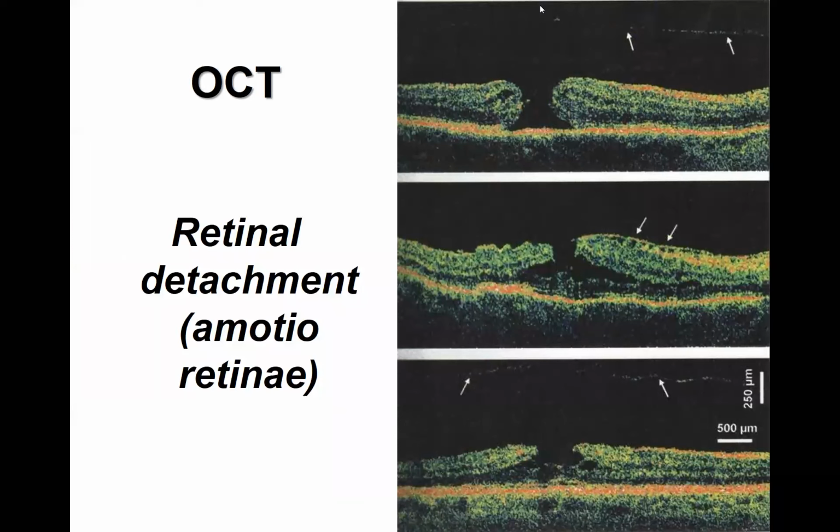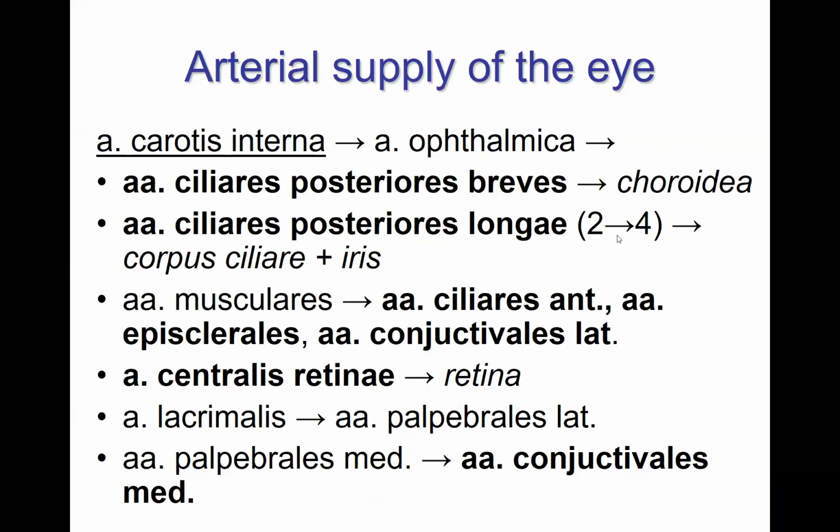So OCT gives you a nice overview, and what we can see here is the detachment of the retina. The detachment is well visible here as it's undermined. There's a real detachment of the retina causing focal blindness here. So that's why OCT is very important. Okay, that's all for the retina. You will go into detail on the retina in histology. So that was an introduction.